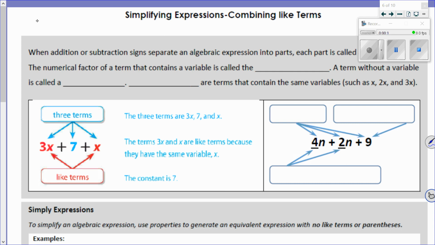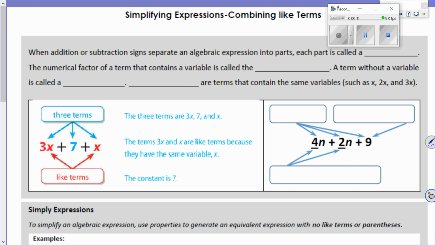So we've got quite a bit of vocabulary that we have to go through at the start of our lesson here. So just hold on as we get through the vocabulary. When addition or subtraction signs separate an algebraic expression into parts, each one of those parts is what we call a term. So we used that word the other day without giving you the full definition. There it is. It is the parts of an algebraic expression.